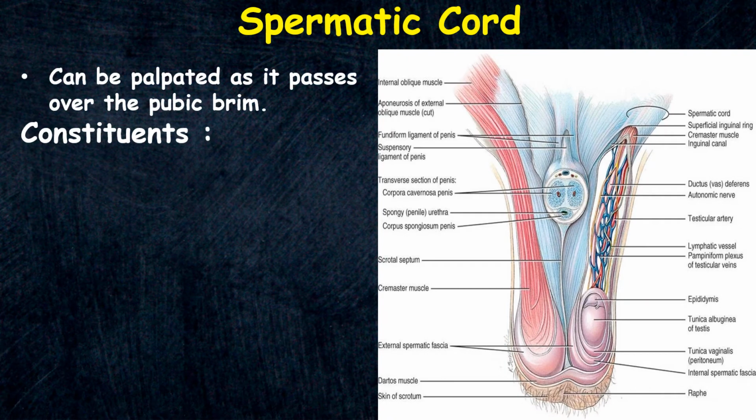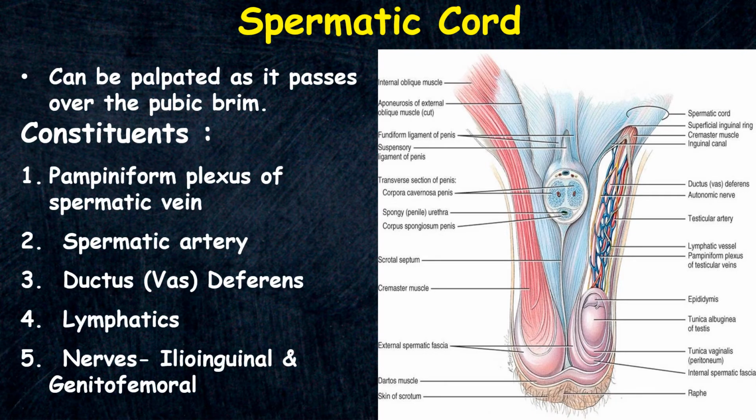The spermatic cord can be palpated as it passes over the pubic brim. It constitutes the pampiniform plexus of the spermatic vein, the spermatic artery, and then the vas deferens, and the lymphatic vessels and the nerves, that is the ilioinguinal and genitofemoral nerves.